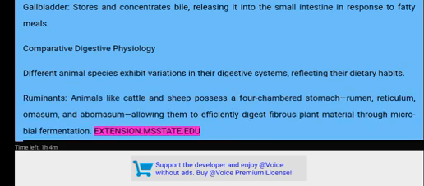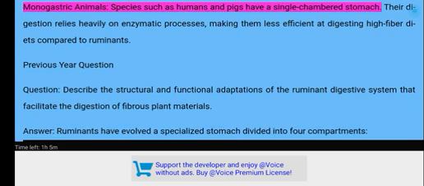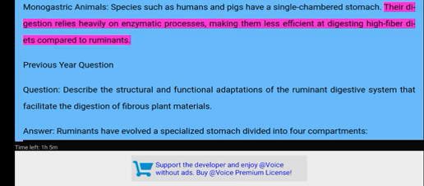Monogastric animals. Species such as humans and pigs have a single-chambered stomach. Their digestion relies heavily on enzymatic processes, making them less efficient at digesting high-fiber diets compared to ruminants.